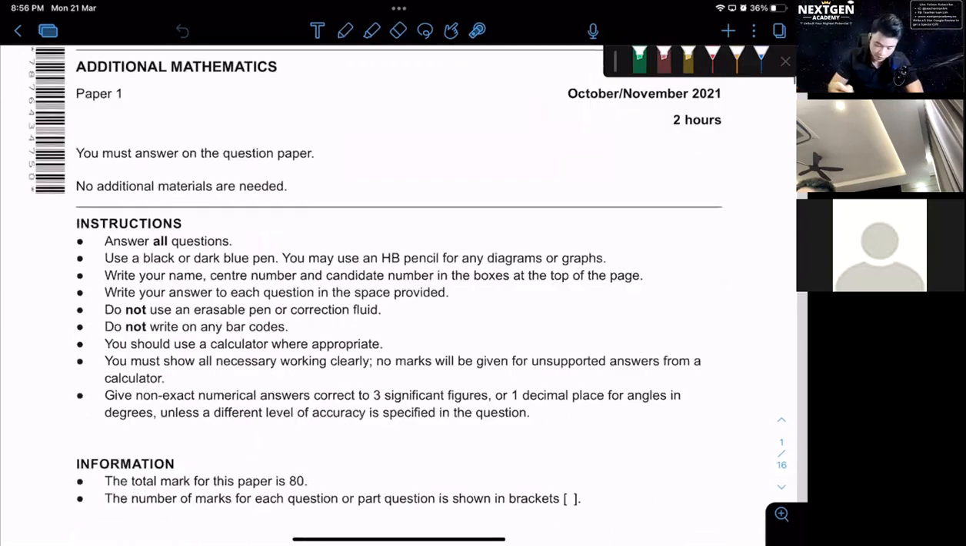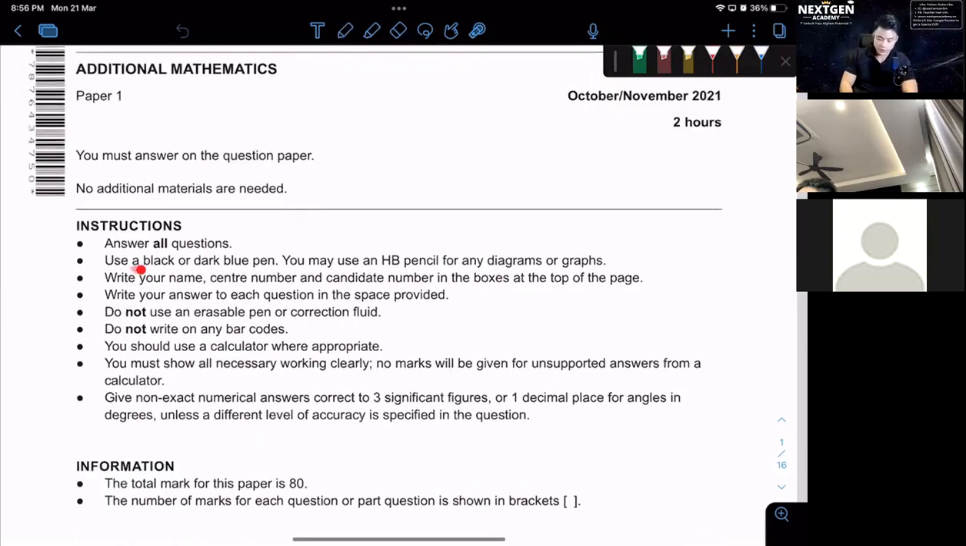So you must answer all questions. Use a black or dark blue pen. You can use HB pencil for any diagram or graphs. Don't use pen for drawing, because you might draw it wrongly, and later you cannot erase it. Write your name, center number, candidate number at top of the page. Write your answer to each question in the space provided. Do not use erasable pen or correction fluid. Do not write on any barcode.